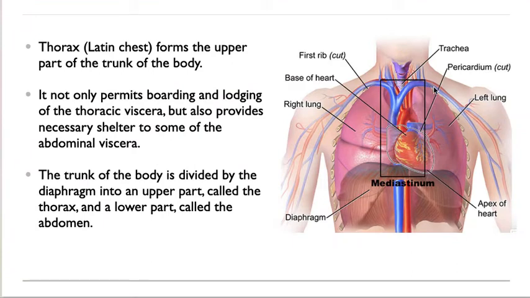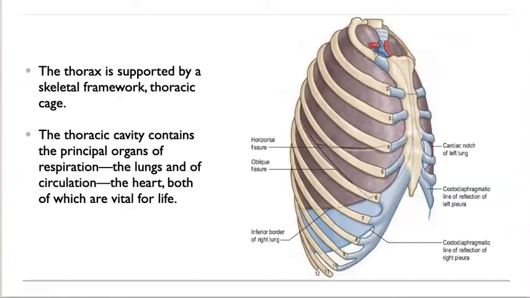Now, thorax, or Latin chest, forms the upper part of the trunk of the body. It is not only permitting the boarding and lodging of the thoracic viscera, but also provides the necessary shelter to some of the abdominal viscera as well. Now, the trunk of the body is divided by the diaphragm into an upper part called the thorax and a lower part called the abdomen.